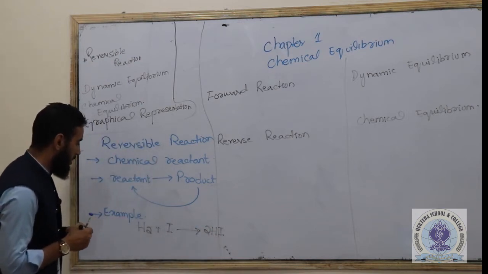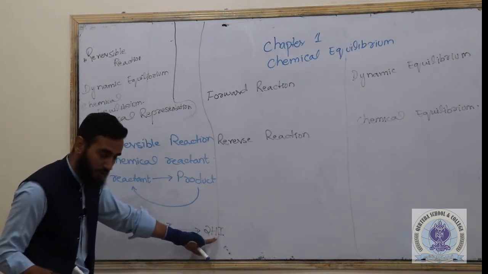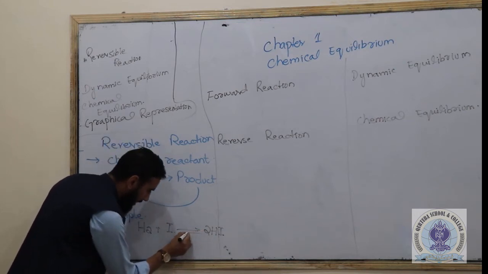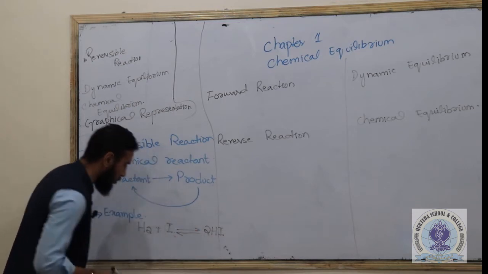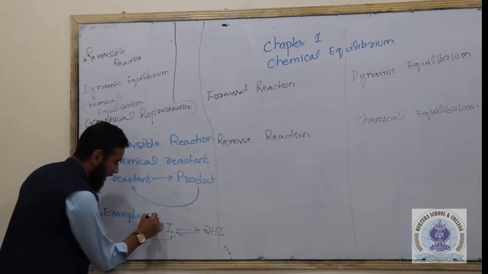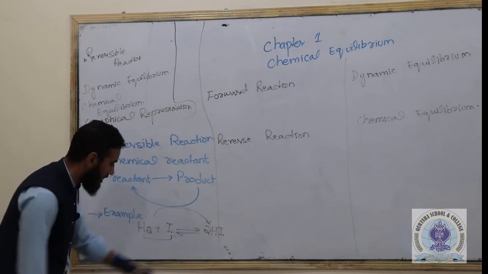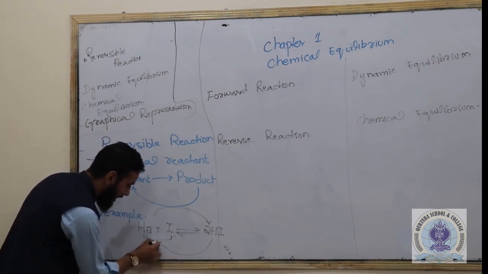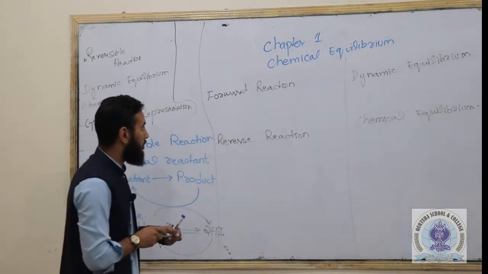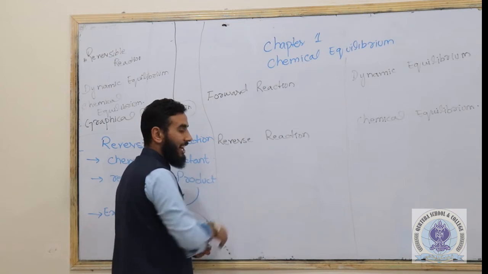This is an example in which hydrogen gas along with iodine reacts and gives us hydrogen iodide. As I told you, these reactions are represented by a double arrow. Here, these two reactants react with each other and form product, while this product is decomposed back into the reactants. Actually this reaction is composed of two reactions. We say that one of the reactions is a forward reaction while the second is a reverse reaction.